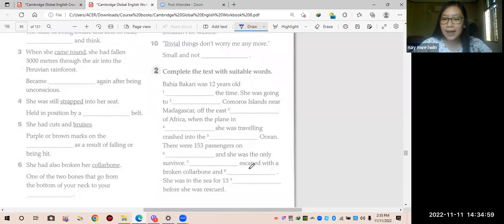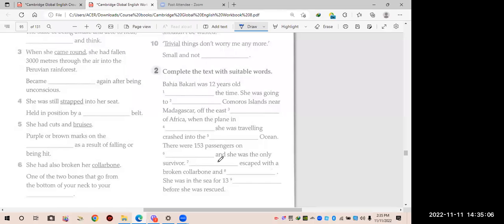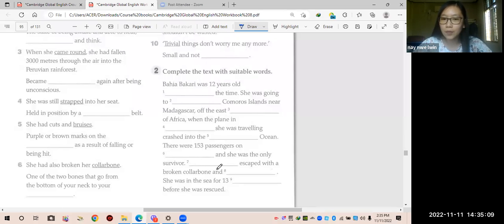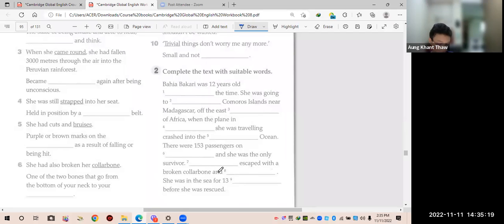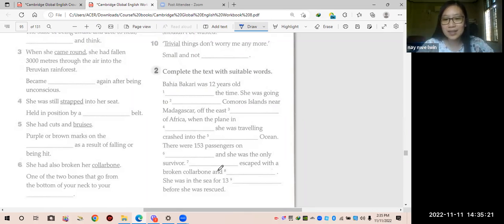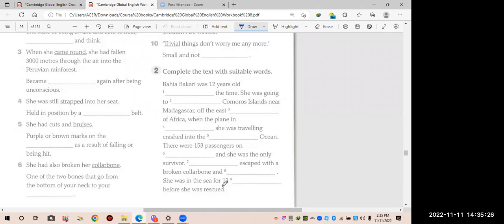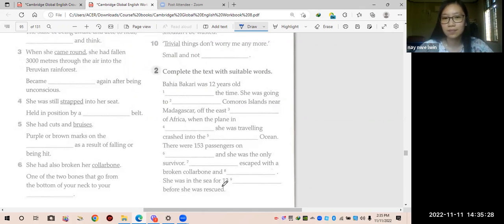Full stop. Blank escaped. So we need a noun or pronoun there, right? She escaped. Yeah. She escaped with a broken collarbone and, you still remember what is that? And burns. Yes. Broken collarbone and burns. So you still remember that. And she was in the sea for 13 hours. Hours. Yes, 13 hours before she was rescued. You guys have kind of long-term memory because you still remember the conversation, right? And the listening script.